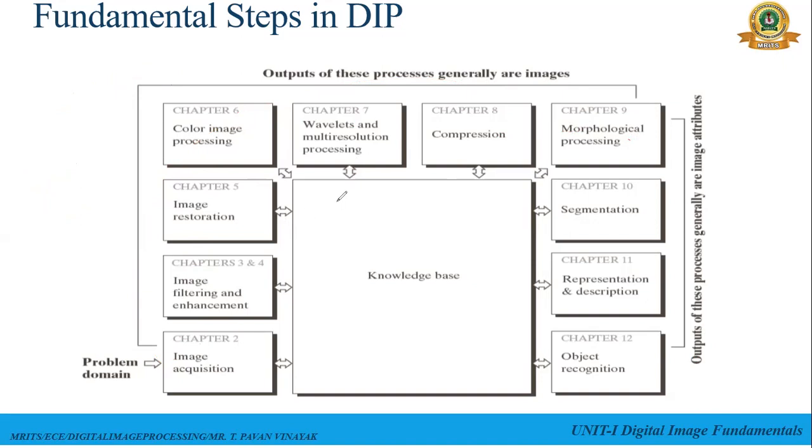Simple. Probing the images means separating some region of the images. Morphing means modifying the images by removing some part of the images. So we remove the background and add some other backgrounds to our images, right? These all are included in morphological processing.